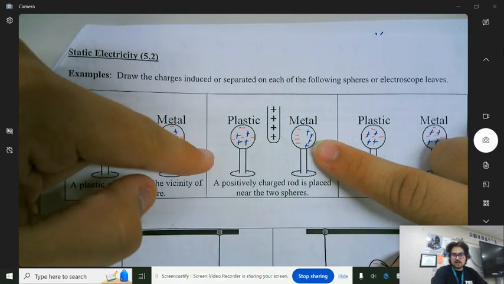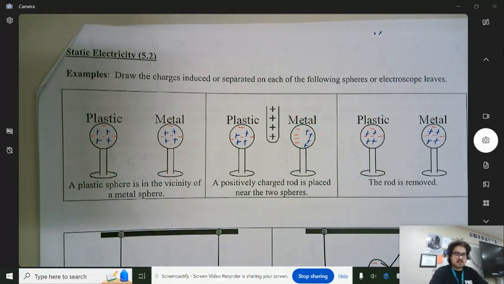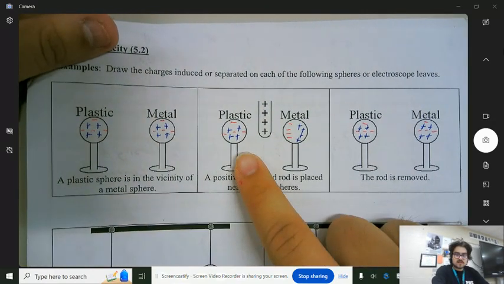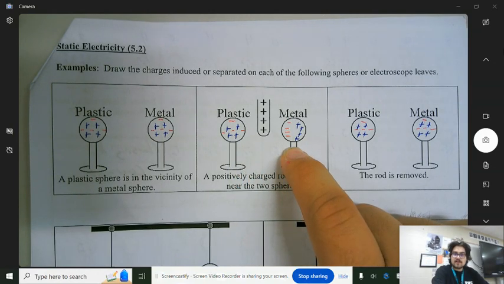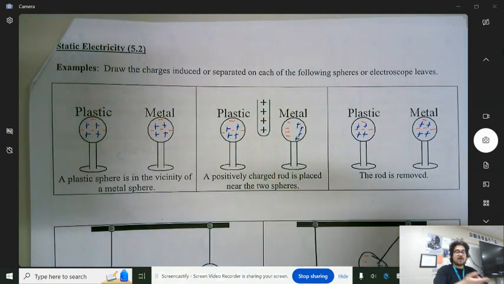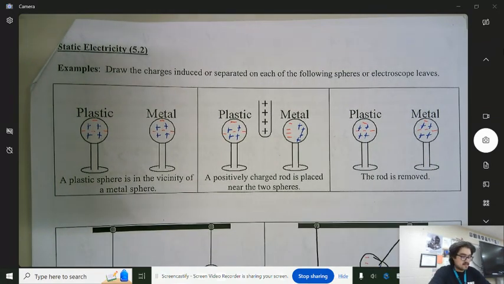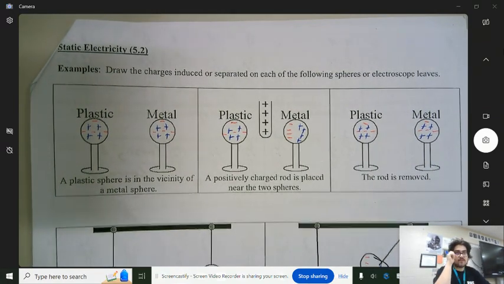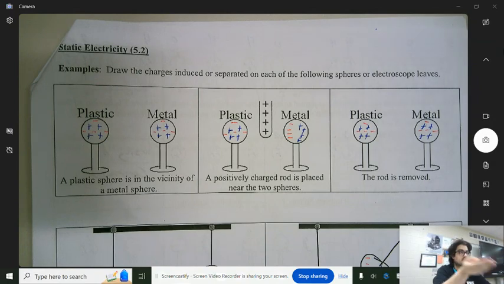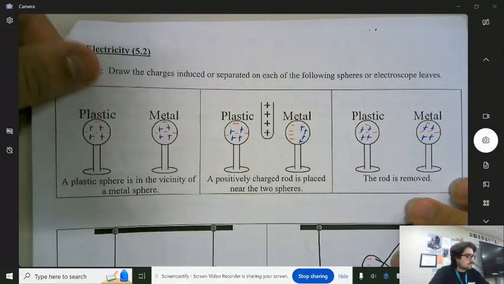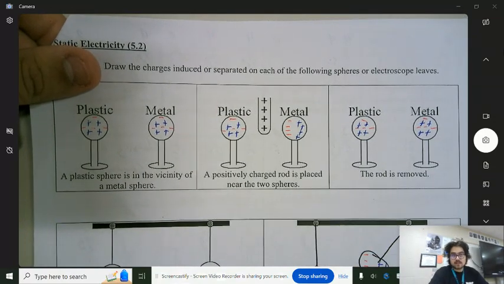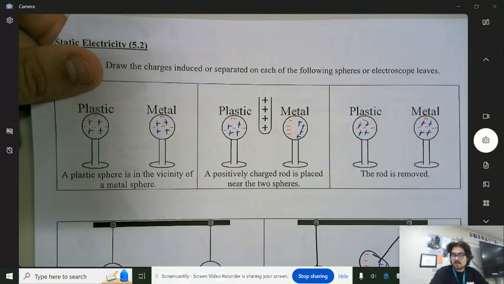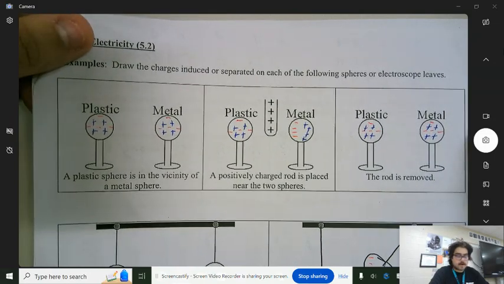Meanwhile, plastic is an insulator, which means that these charges can't move as freely, right? So the plastic sphere is just going to stay put, okay? And then the metal sphere is going to have this change. But when the rod is removed, the charges are going to go back to how they were. They're going to continue to have their charges distributed throughout their surface wherever they please. Okay, so there's that example. Pretty straightforward: you just notice like charges are repelled and opposite charges are attracted to each other, okay?